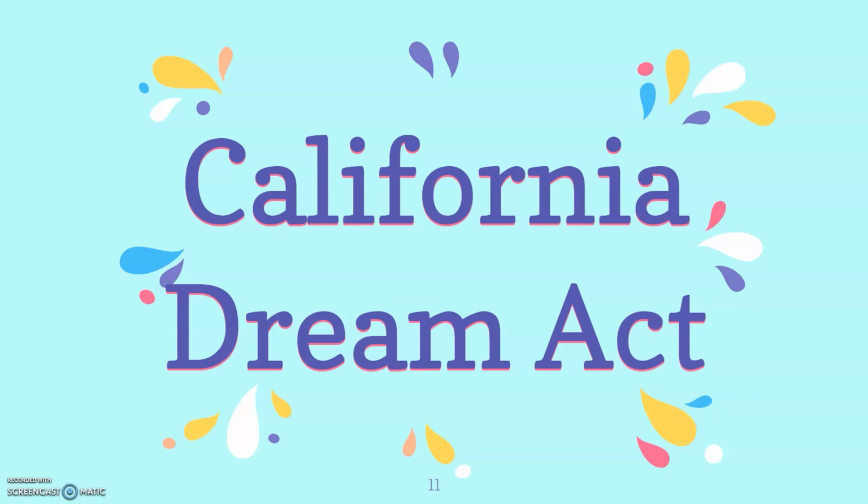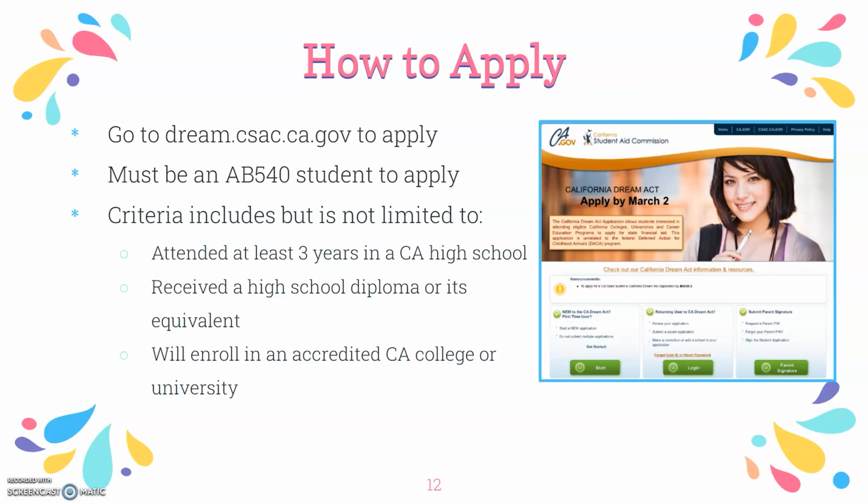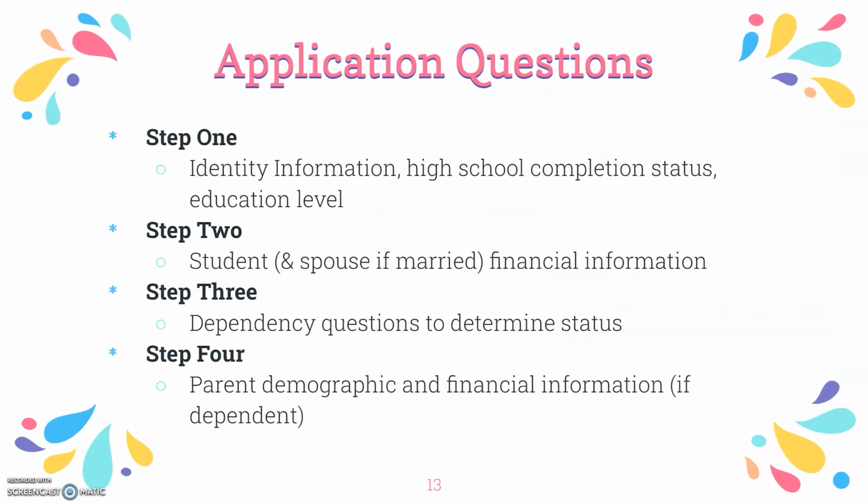Next, let's talk about the California DREAM Act. In order to apply for the California DREAM Act, you will need to log in to dream.csac.ca.gov. You will need to verify that you meet the criteria to complete your application. Both applications will ask you a series of questions that are outlined as follows.